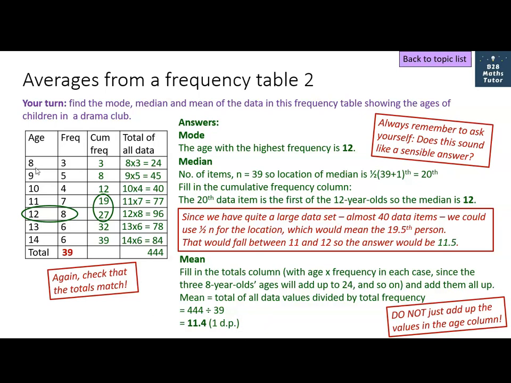But if you'd just done 8 plus 9 plus 10 plus 11 plus 12 plus 13 plus 14 and divided that by 39, you'd have got just under 2 for your mean age. And I hope you would realise that since the actual ages in the club range from 8 to 14, the mean could not possibly be less than 8, even if the vast majority of the members were only 8 years old. 2 is certainly not going to be right. So do always sense check your answers.